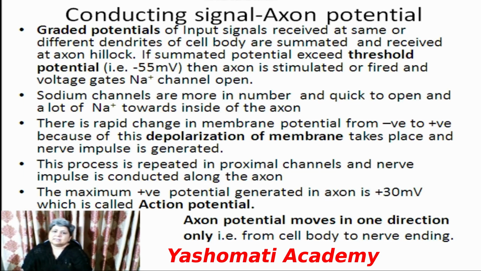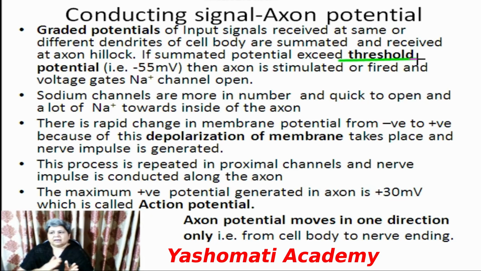What happens is that if the potential difference exceeds or is equal to minus 55 millivolt, then the neuron or the axon gets stimulated. That means this is the minimum potential which is required. That is why it is called threshold potential. So what is threshold potential? Threshold potential means that potential at which the neuron gets excited or stimulated, or it gets fired.